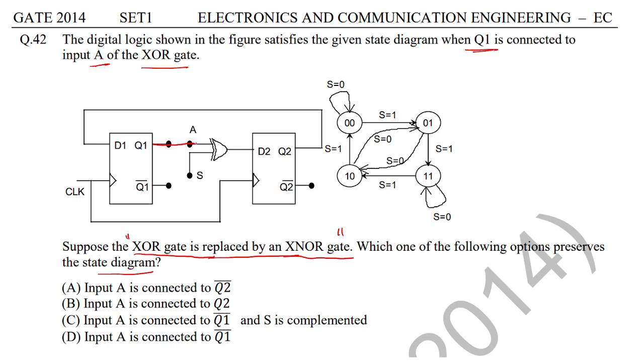So A is Q1, right? This is Q1. Now, what has changed in this circuit? Except this, nothing else has changed, right?